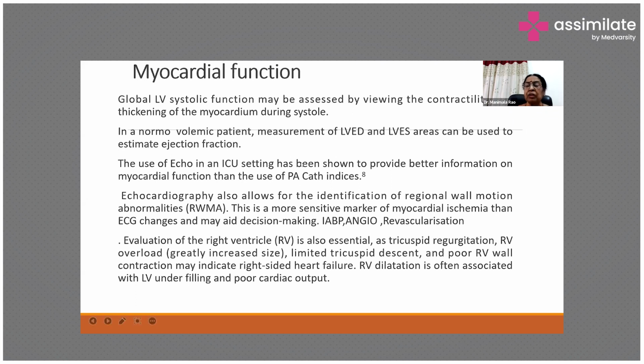Normally it will be about 60%. It will contract very nicely. But some people will get 20%, 30%. There is LV dysfunction. This can be some amount of regional wall motion abnormalities. Okay. So whether we should do something like an IABP or take him to an angio, all these things can also be done. If these people are having these and we have assessed with an echo, we can do such things faster.